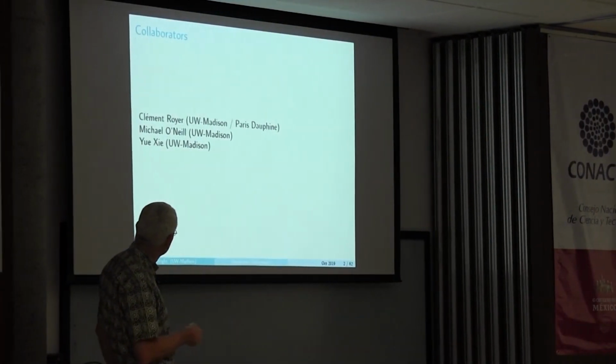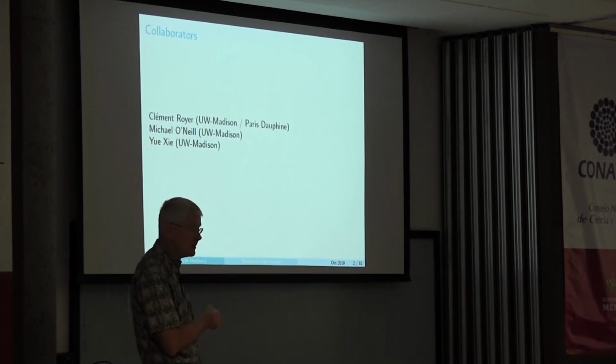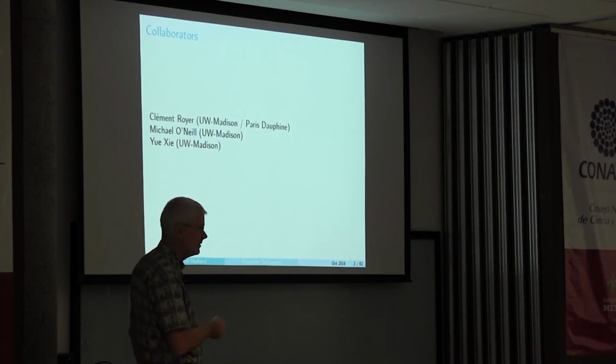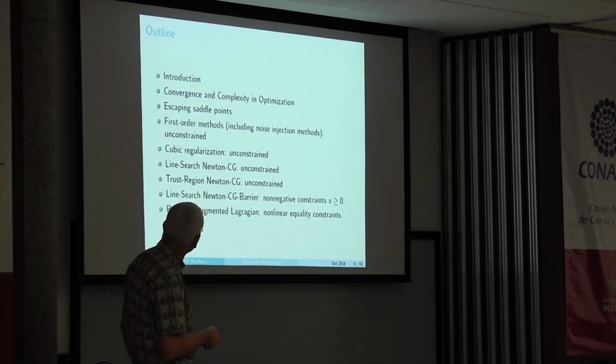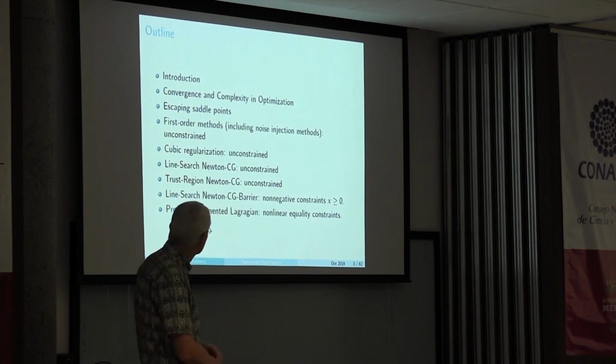So this is joint work with two of my former postdocs, or one current postdoc, one former postdoc, and a grad student, Michael O'Neill. So I'll give an introduction first, and then I'll talk about issues of convergence and complexity in optimization. What do I mean by those terms? And then this issue of escaping saddle points.